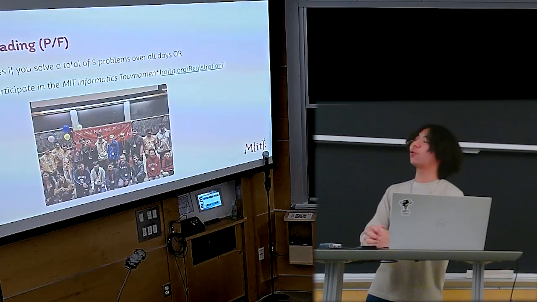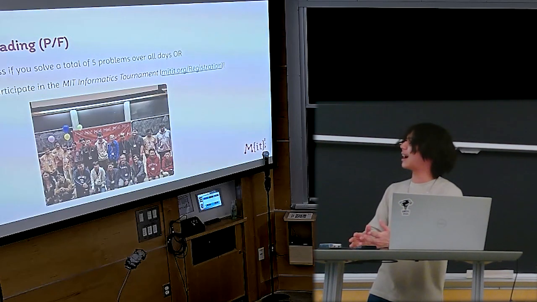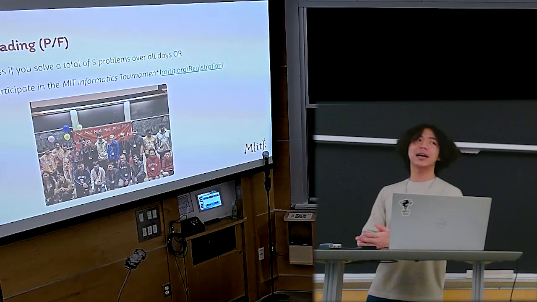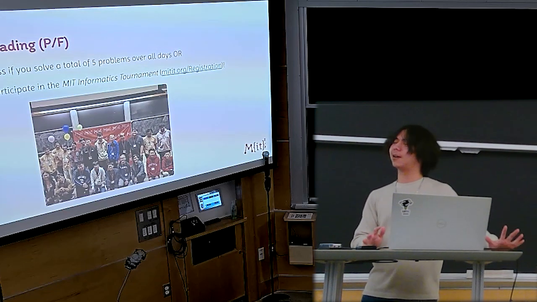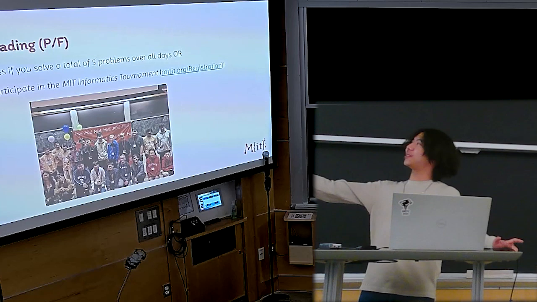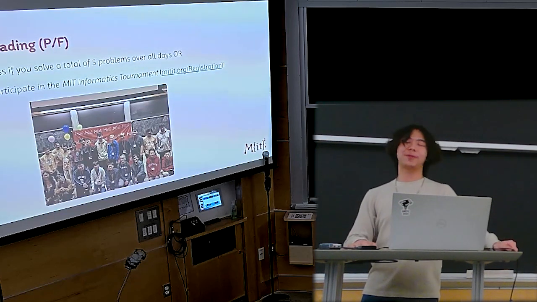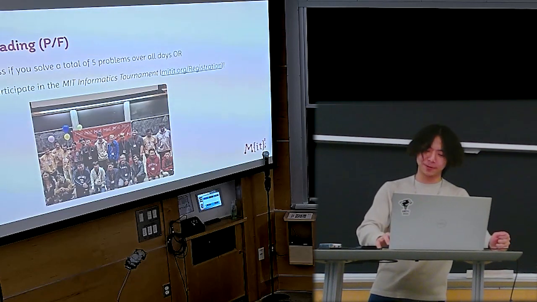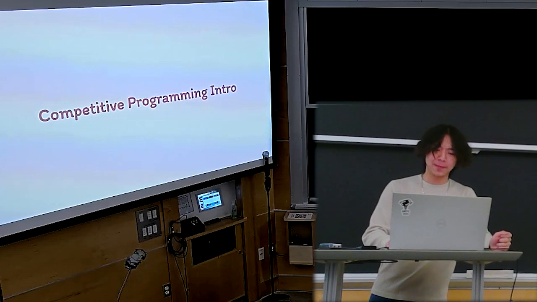Grading-wise, we are a 4-credit class, but it's pretty easy to pass. It's P and F. And you'll pass if you either solve a total of 5 problems on our contest platform, or if you simply participate in our tournament at the end, you'll pass. So pretty simple. All right.